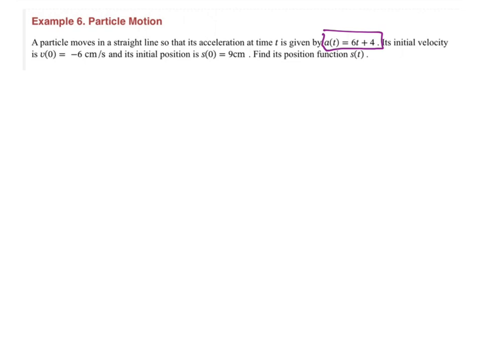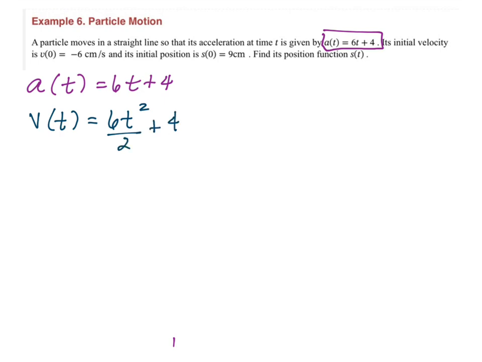Okay, so this is not much different than the problem we did yesterday, where they started us at f double prime and they said find f. Here we have f double prime, also known as acceleration. Find s, right? So our first move here is going to be to say that velocity is the antiderivative of acceleration. So if acceleration is 6t plus 4, then working backwards one step takes us to v of t equals what? 6t squared over 2 plus 4t.